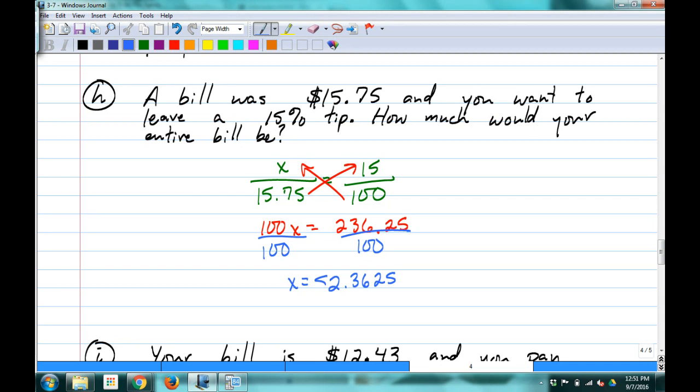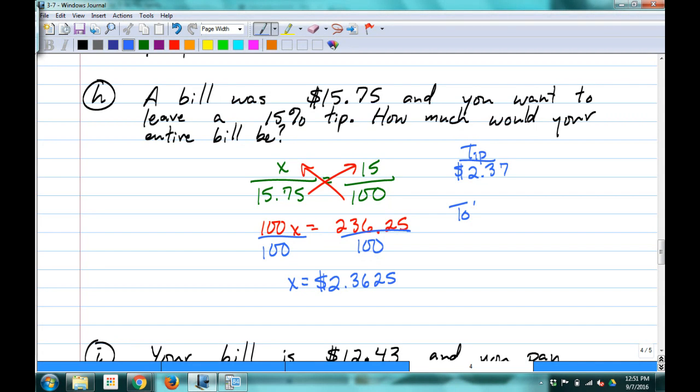So I would round that up if I'm the person leaving the tip. I'd round that up to $2.37. If you're the waitress, would you want them to round up or not? Yeah, definitely. I mean, that's just a quarter of a cent. It's not going to kill you. Or three-quarters of a cent is what you rounded it up as. Okay, so that's how much our tip is.